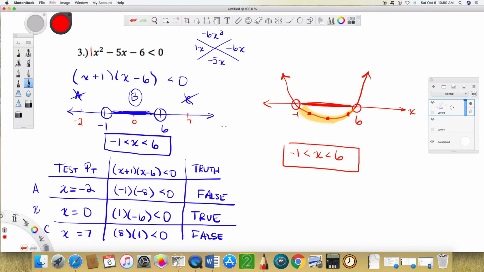So different students have a preference for algebraically or visualizing the graph and what portion of the parabola you're interested in, and then describing the x-coordinates of those points. So hopefully this helps. Don't be afraid to ask questions, and I will talk to you later.